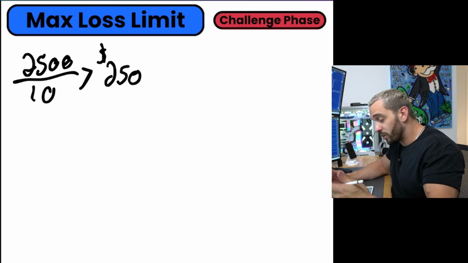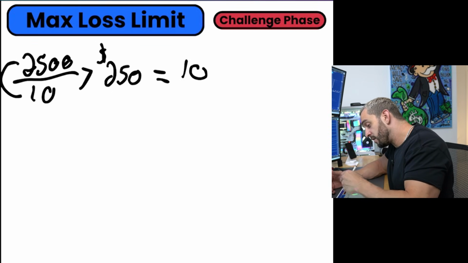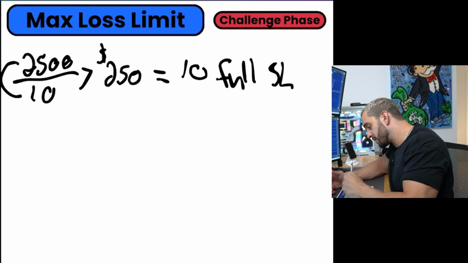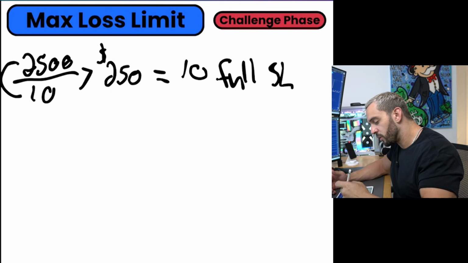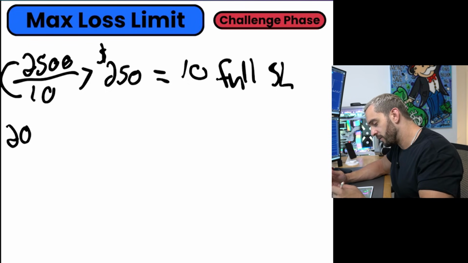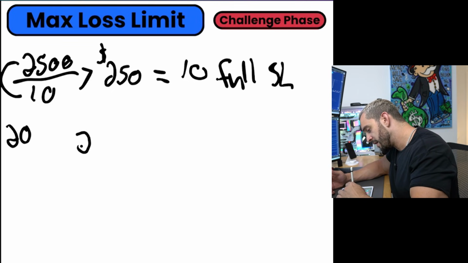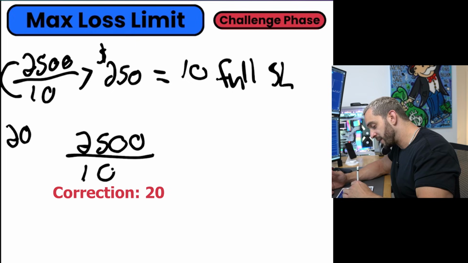When you divide 2,500 by 10, what this means is you can take 10 full stop loss hits. You can take 10 full hits before you actually lose the account. Now you can take this number and change it to however you want. What if you wanted to take 20 trades before you lose the account? You would do the same thing. You're just going to take whatever your max loss limit is. We'll use 2,500 again. You're going to divide this by 10.